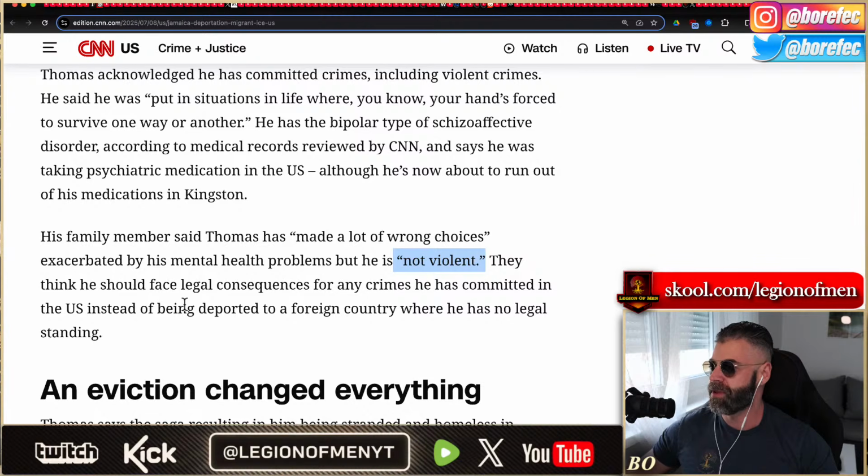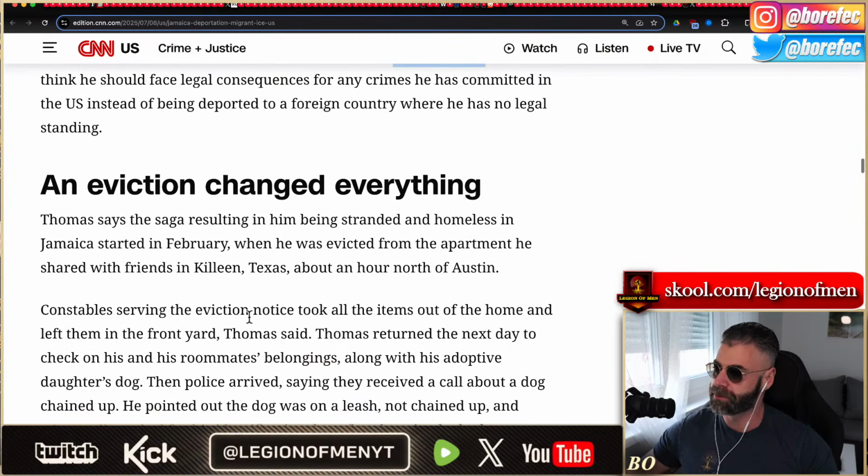They then think he should face legal consequences for any crimes he has committed in the U.S. instead of being deported to a foreign country where he has no legal standing. Whose fault is that? How are you 39 years old? An eviction changed everything. What happened?